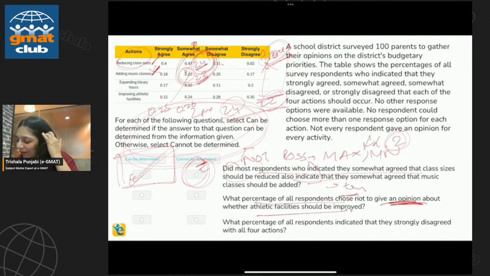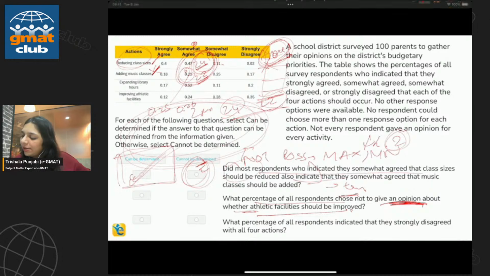Sorry, my bad. So the second question says what percentage chose not to give an opinion. So we had a none table, right? The none table is basically one minus the sum of this entire thing. Let me just clear it out.